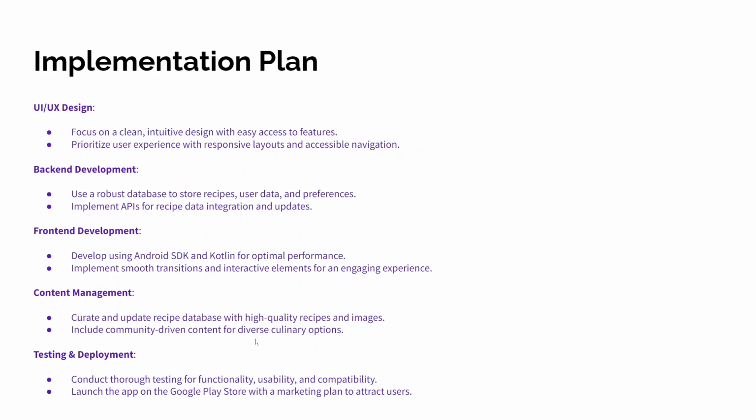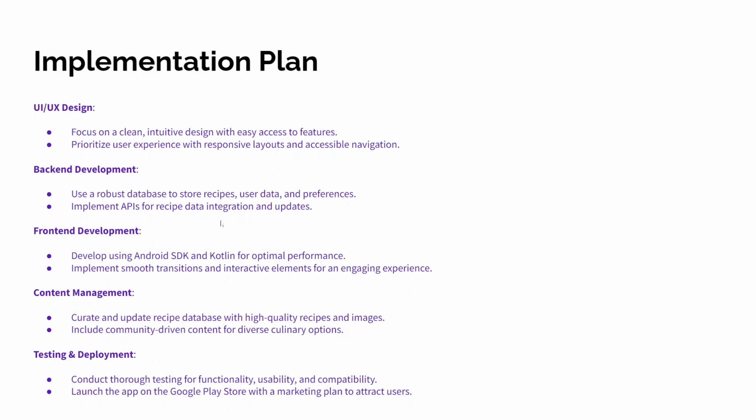Let's move to the implementation part. First, we are going to create the UI/UX design. We are going to focus on a clean and intuitive design with easy-access features, and prioritize user experience with a responsive layout and accessible navigation. Secondly, we have a backend team as well, so we are going to develop the backend and use a robust database to store the recipes, user data, and preferences. We are going to implement APIs for recipe data integration and updates.